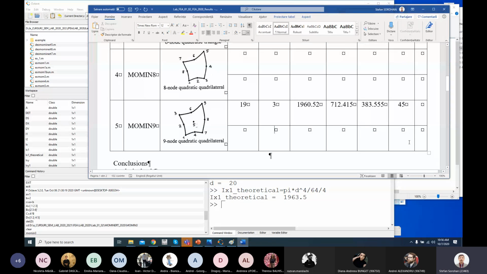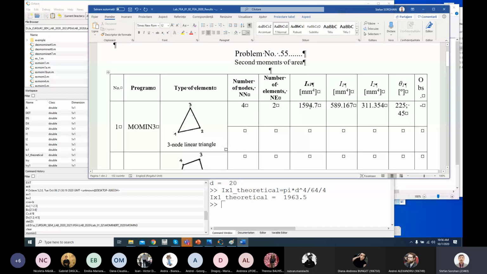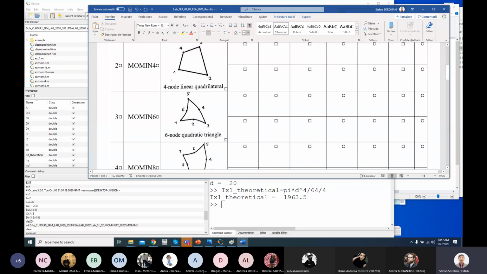So the last one is very close to the analytical solution. The worst are not so good. Why? Because we neglect some parts. So if you want, we approximate the real geometry with one which has a polygonal line there. So using the same rule, you can use the moment 4, 6, and so on.